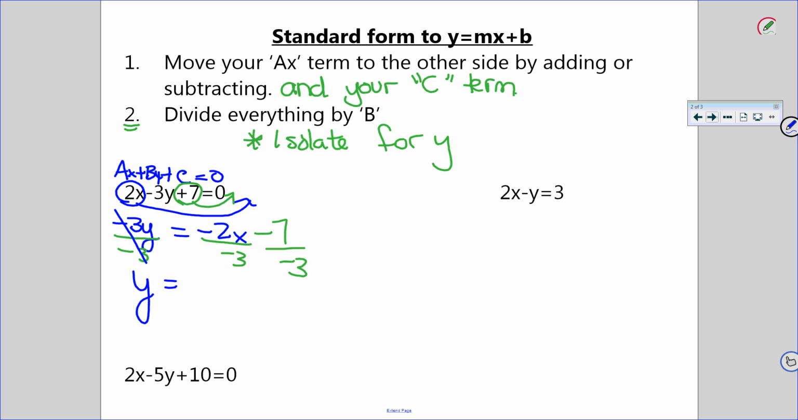Now, if I look here, I have a negative on the top and a negative on the bottom. That actually turns into a positive. So I'm now going to write this as 2x over 3. I don't have to write plus because it's automatically implied when there is no negative sign that it means a plus sign. And similarly here, I'm going to take those two negatives and I'm going to write it as a plus 7 over 3.